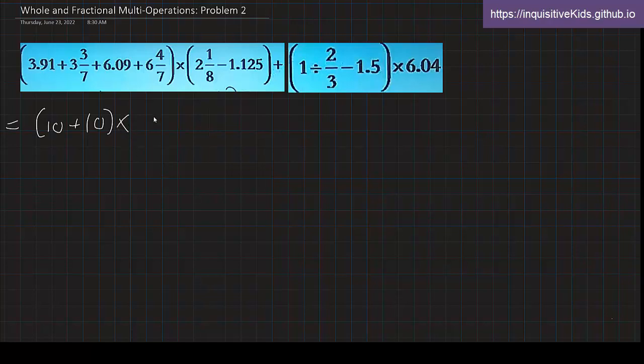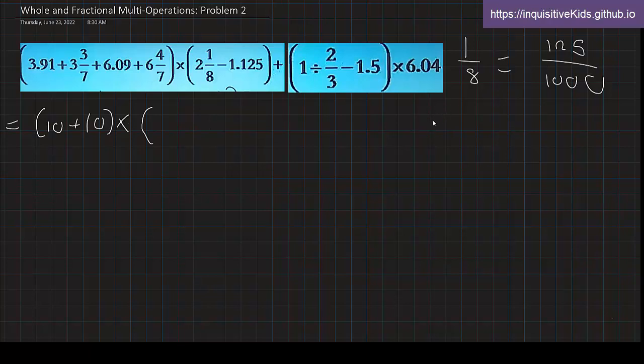Now let's look at the second parenthesis. 2 and 1/8 minus 1 and 125 thousandths. So 1/8 and 125 thousandths. Those are equivalent, right? Because 1 times 125 is 125. 8 times 125 is 1,000. And this is very important, and I emphasize very important.